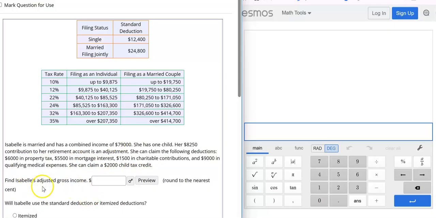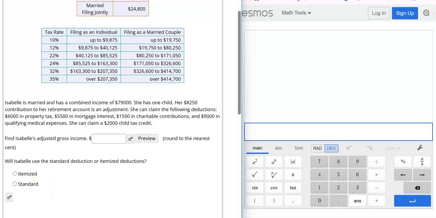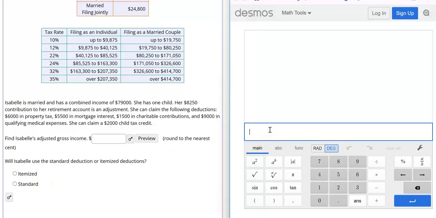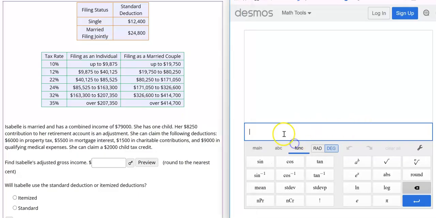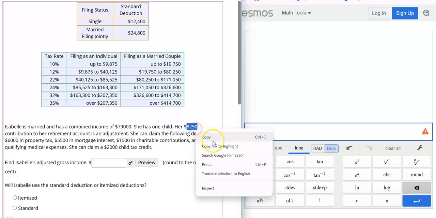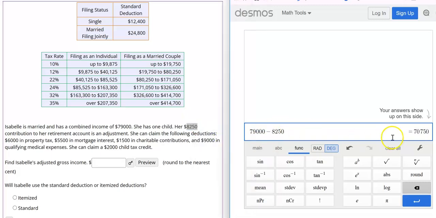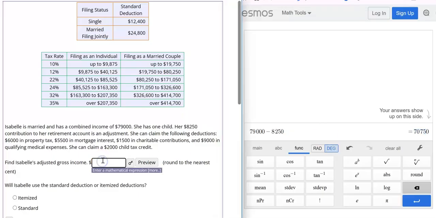Okay, first question, find Isabella's adjusted gross income. Remember that her income is $79,000. Let me subtract the adjustment of $8,250. That is an adjusted gross income of $70,750. So that's her adjusted gross income.